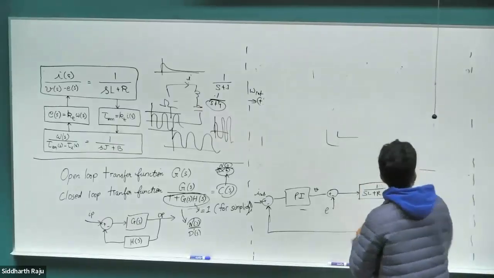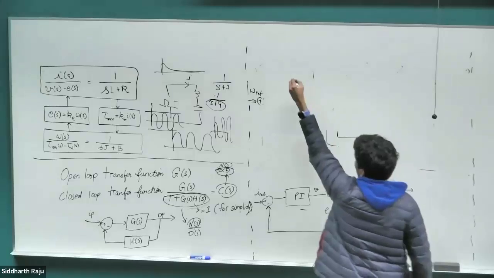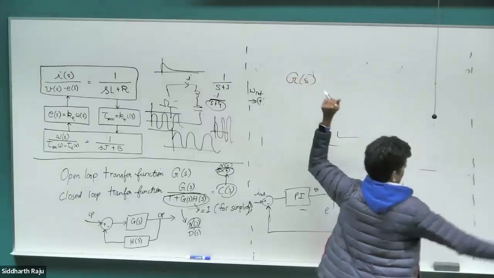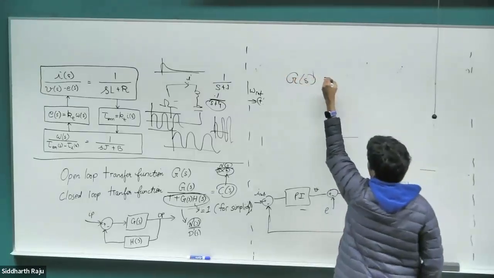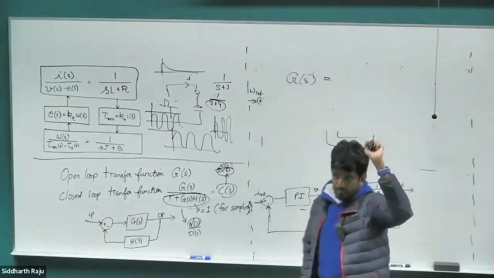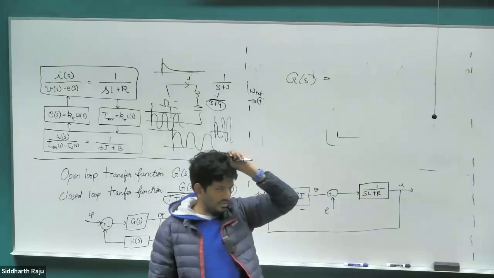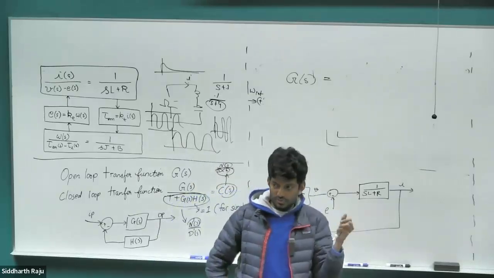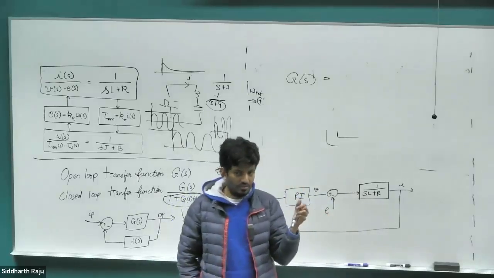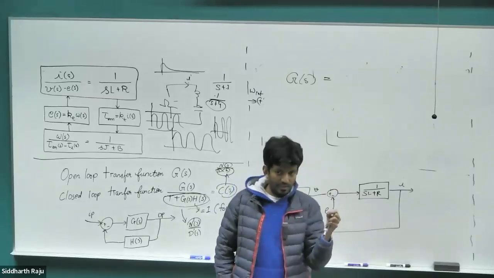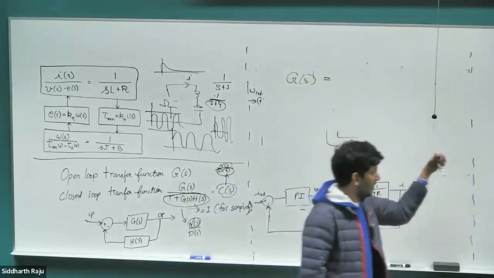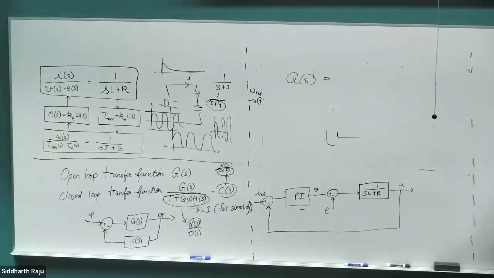So our G of S transfer function. Can somebody give me the G of S transfer function in this case that I've drawn? For this one, what will be the full transfer function? Just the open loop transfer function. What will be G of S? It's a very simple question. The addition sign is blocked. There is nothing here. So what is the G of S?